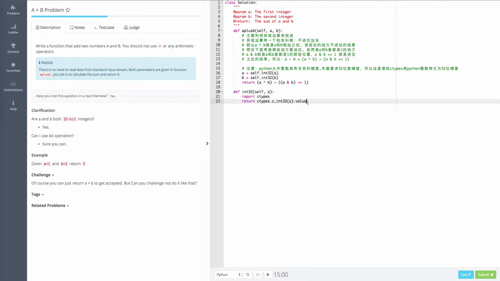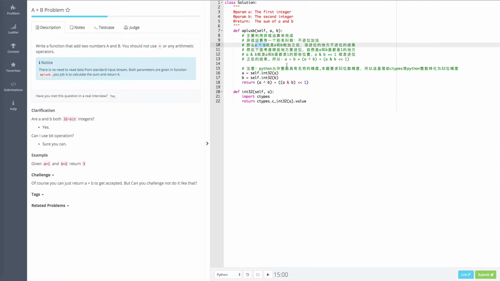So let's look at the right side. The right side is our solution. This is our main function, A plus B, taking two parameters, A and B. And this is how we resolve this issue. Actually, it's pretty simple. Before we jump into the solution, we need to understand two operations.